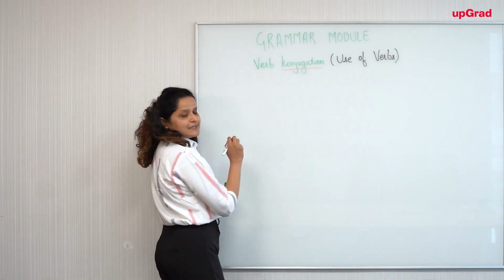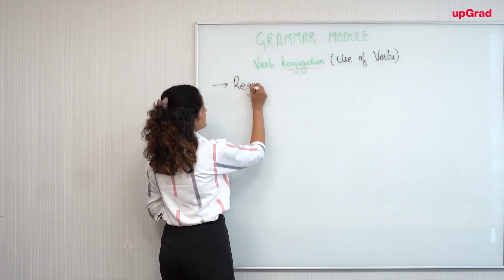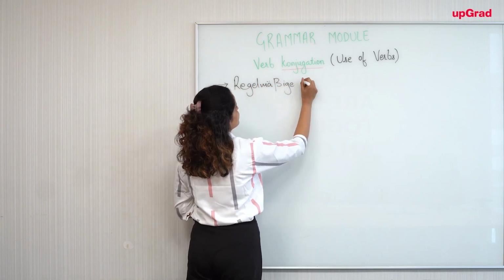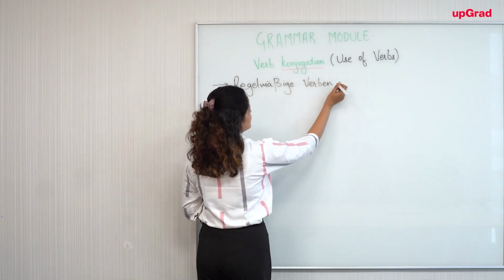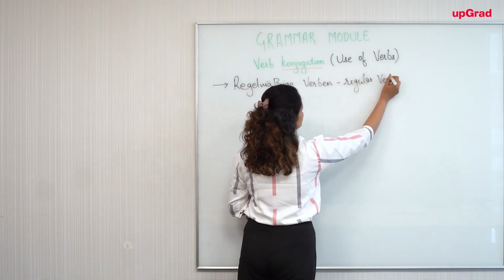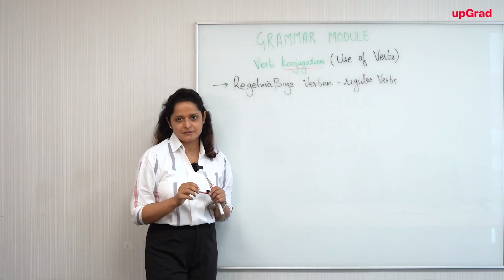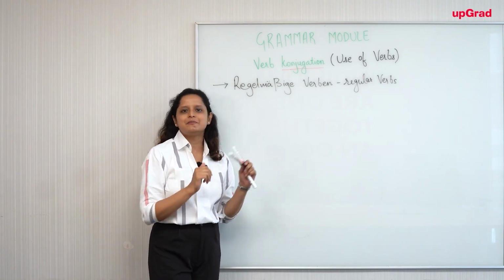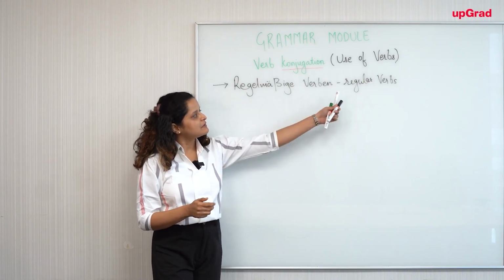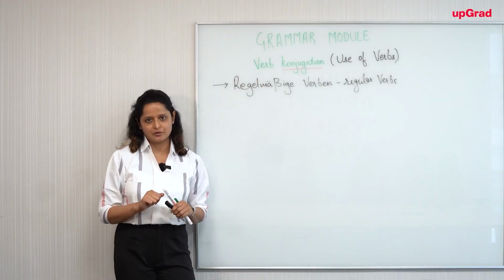Verbs are divided into two categories. The first category is regelmäßige Verben, which are your regular verbs. The second category are unregelmäßige or irregular verbs, which we will be seeing a little bit later. So let us start with regelmäßige Verben, or regular verbs. We'll be learning the conjugations of some basic regular verbs.